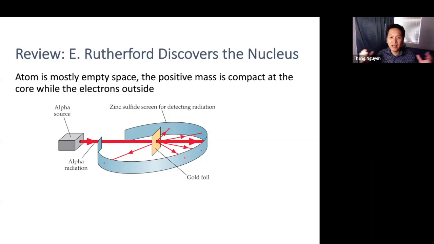Outside of that nucleus live the electrons. The electrons are very small in mass, but they take up most of the space of the atom. They live outside in this thing called the electron cloud, and it turns out the atom is mostly empty space.